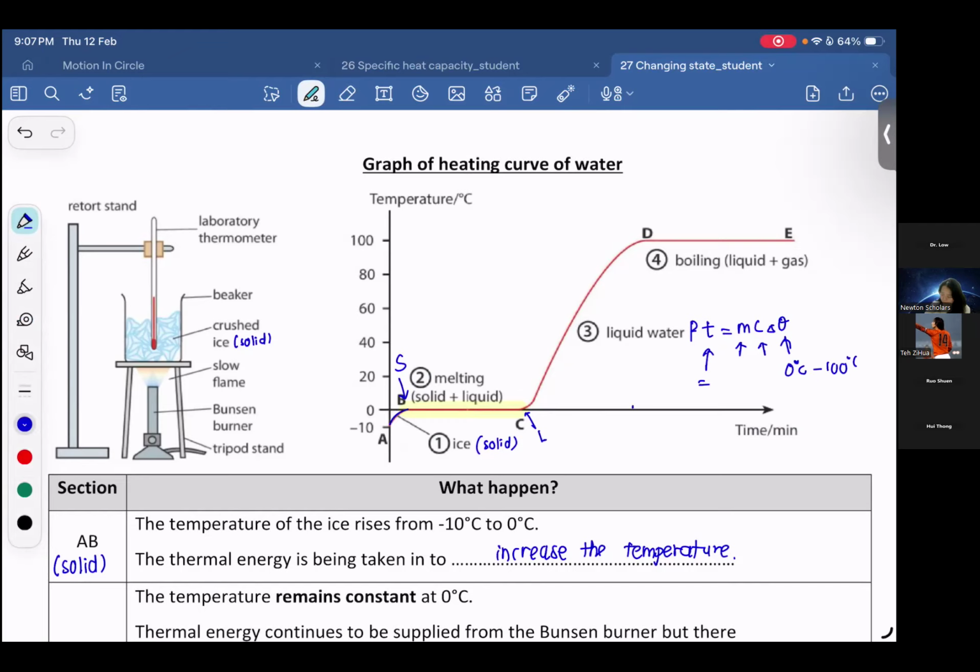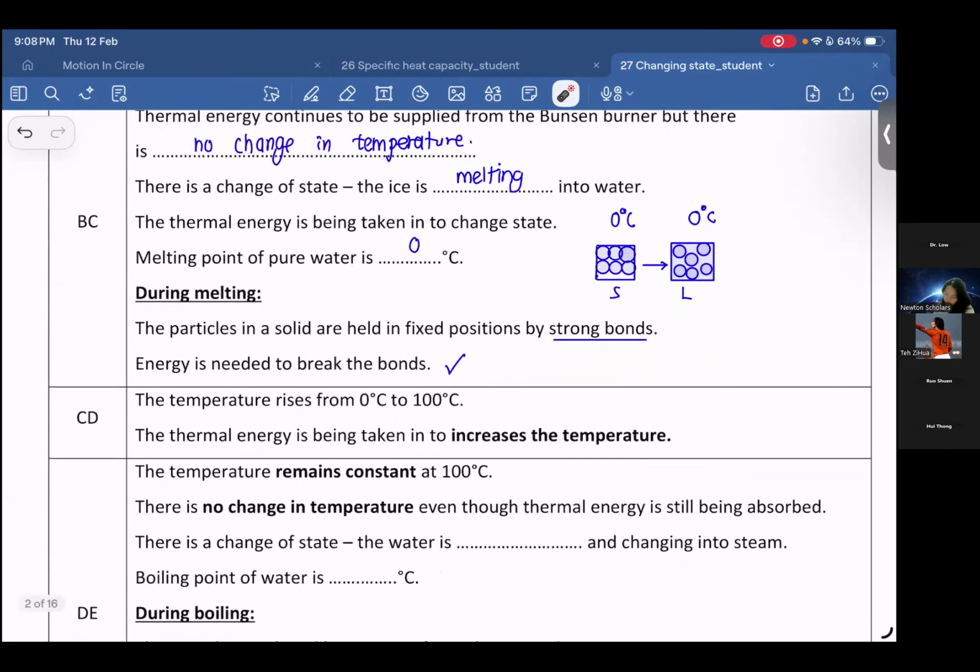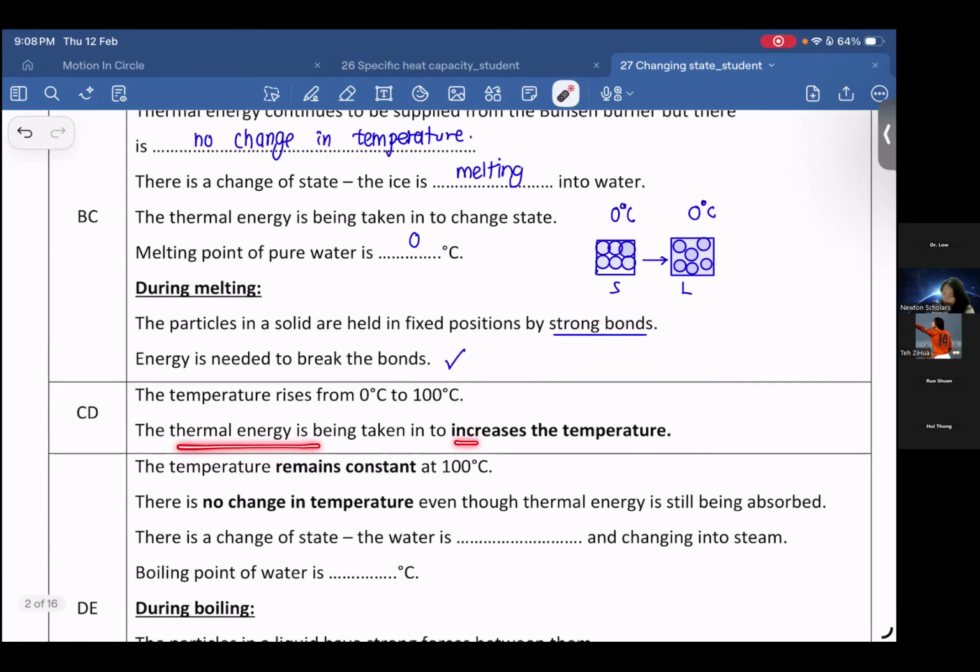So maybe here I want to know, from C to D, how long we need to heat it so that it can increase from 0 to 100 degrees Celsius. Then this is the formula. You will know the power, you will know the mass of water, c is 4200, and the change in temperature is from 0 to 100. So you can count how long the time is needed for this C to D process. So at C to D, thermal energy is taken in to increase temperature.